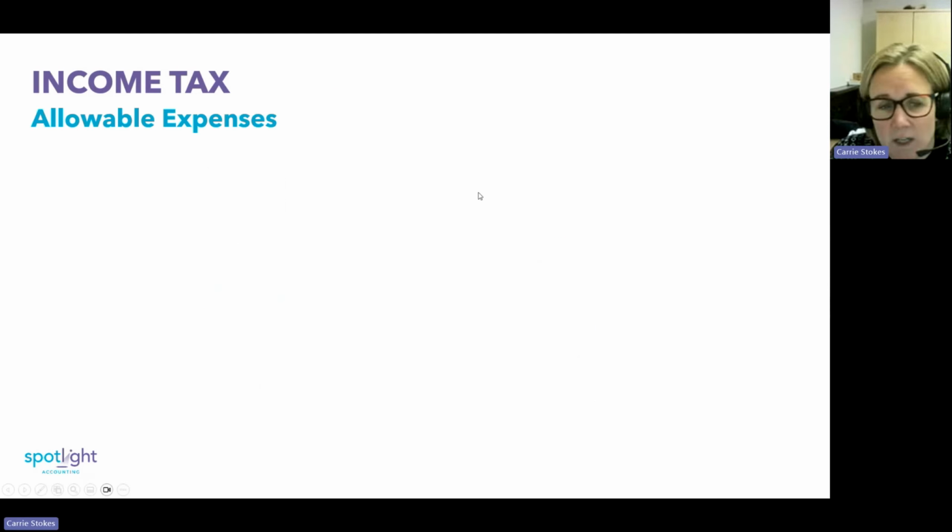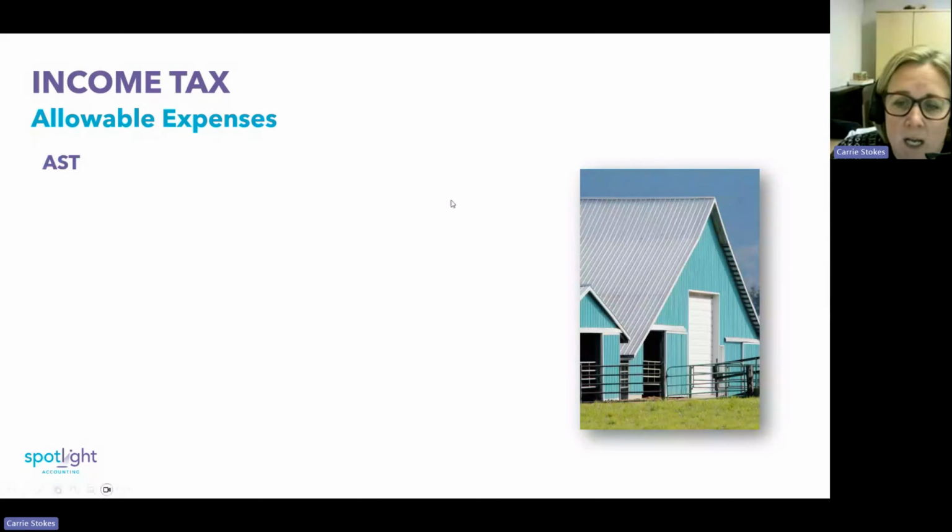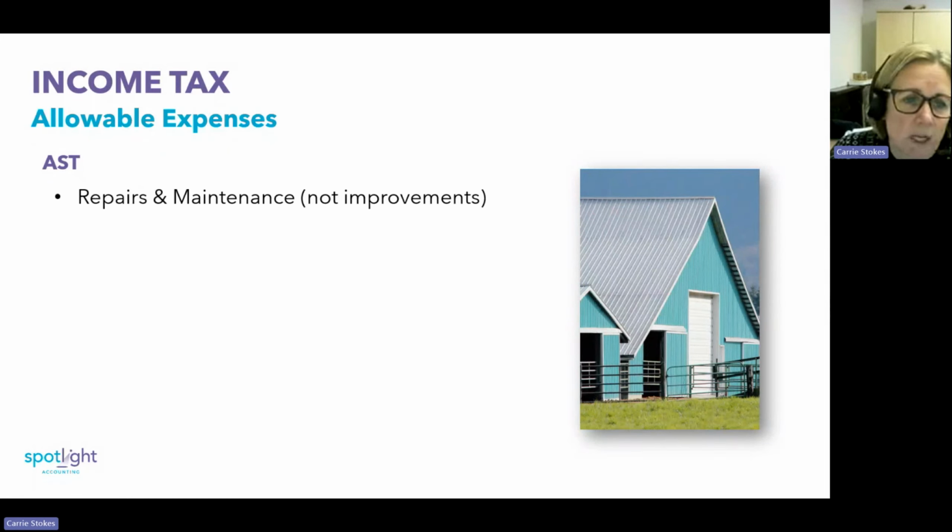A bit of a refresher on the allowable expenses from an income tax point of view for landlords that operate ASTs, so these are your standard let agreements. You can obviously allow all the costs of your repairs and maintenance. One big grey area is improvements.